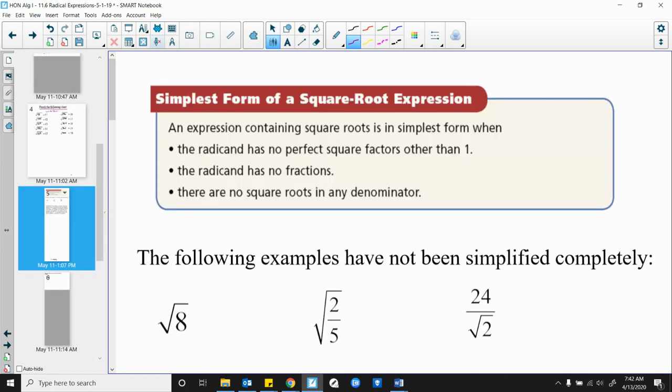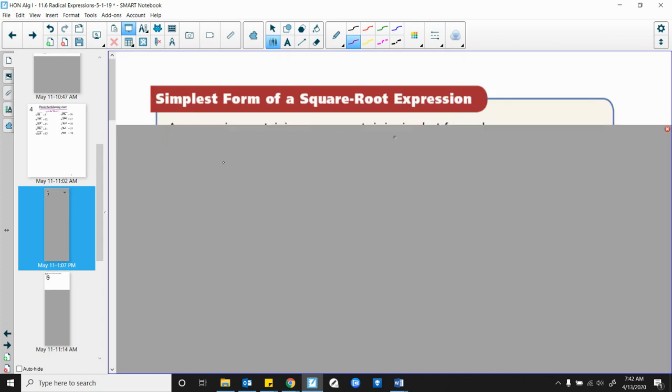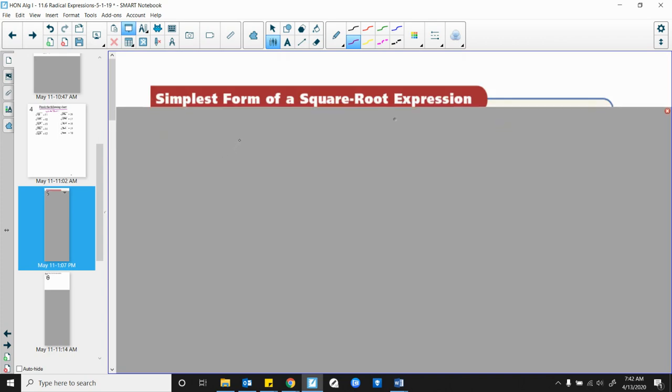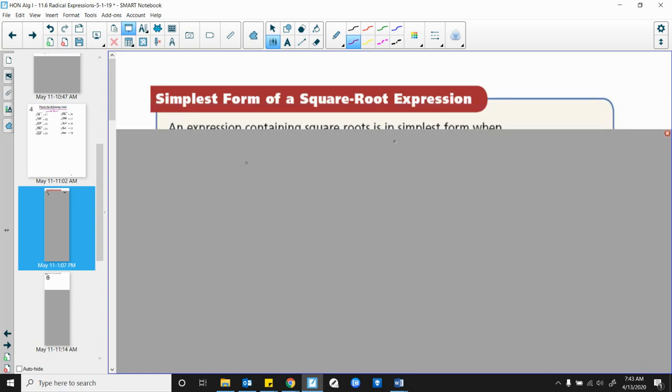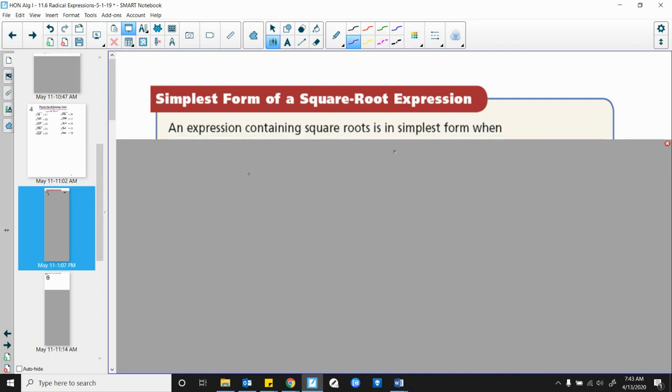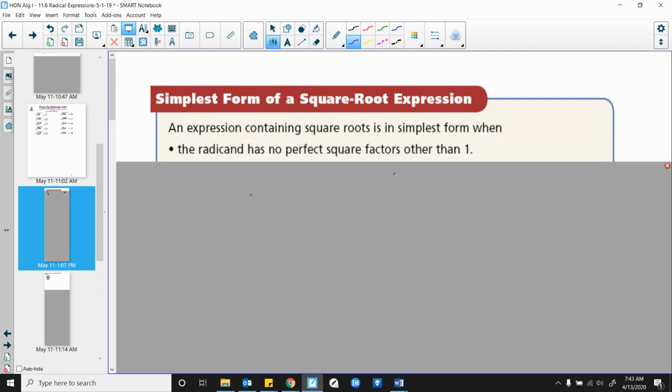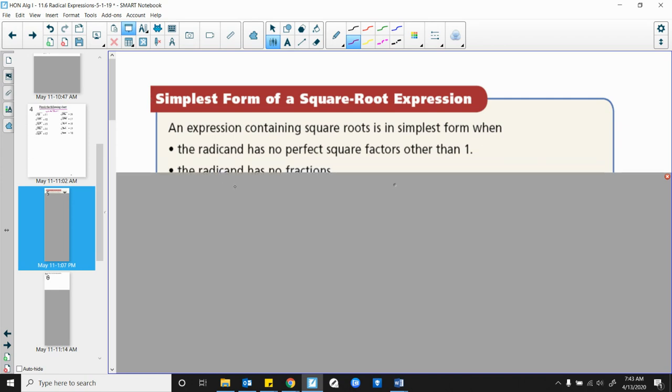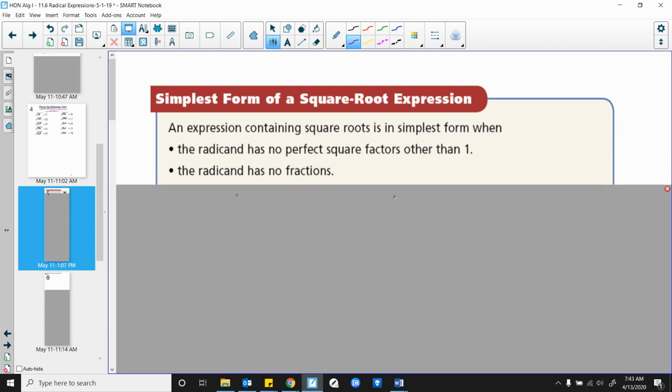All right, so we're going to be simplifying these things a little bit, and we get this. This is very important to write down. The simplest form of a radical expression. An expression containing square roots is in simplest form when the radicand has no perfect square factors other than 1. If you need to pause this at any time to have time to write this down, go ahead. The radicand has no fractions.